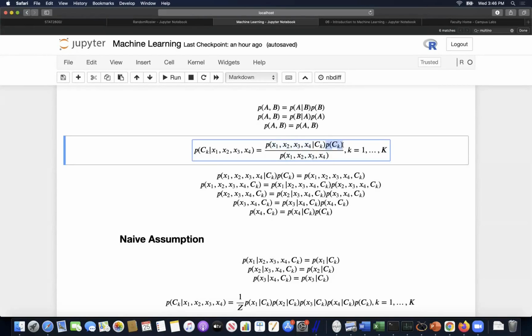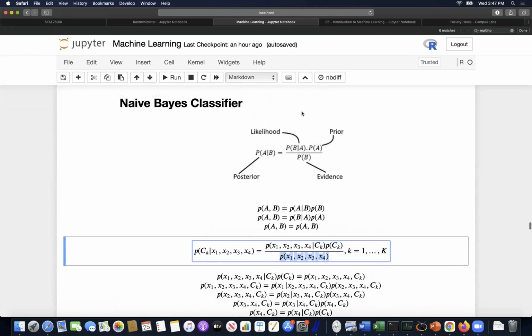P of ck, you just count. We know that out of 150 observations, 50 observations were setosa, 50 observations were versicolor, and 50 observations were the other class. So one third, one third, one third is going to be the values that you put here. So that part is easy. This is a constant we don't care about because it doesn't depend on C. So far, it's just Bayes rule. Everything is perfect. We are not making any mistakes. But then here is when the naive assumption comes in.